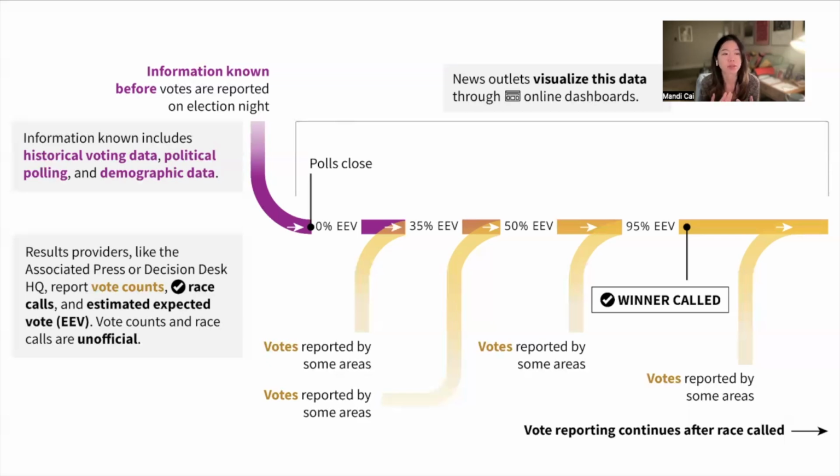After polls close, votes start coming in. And at a certain point, we know enough to project the winner because we are quite certain that in the outstanding votes, there will not be enough votes for the trailing candidates to catch up to the leading candidate. And in our study, we're focusing on that area up top that says news outlets visualize this data through online dashboards.